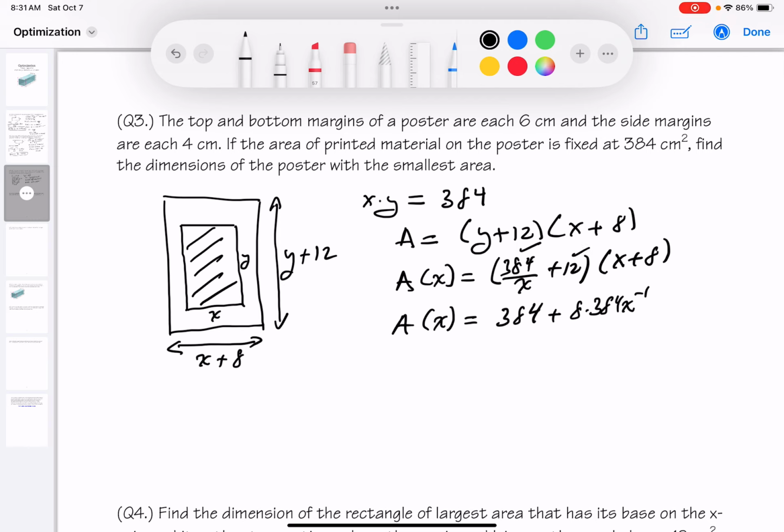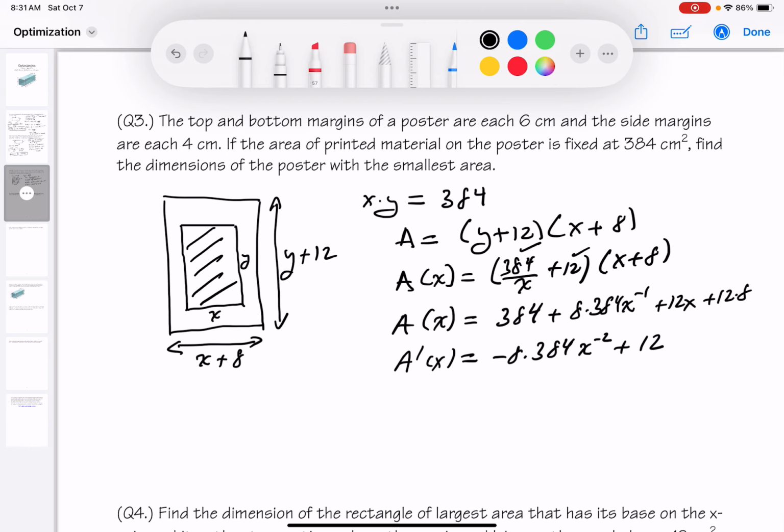Now I'm going to do this. That's going to be 12x plus 12 times 8. I'm going to take the derivative now. Derivative of 384 is 0. The derivative of the next term is going to be minus 8 times 384, x to the minus 2. Then it's going to be plus 12. And then you get the derivative of 12 times 8, which is 0.